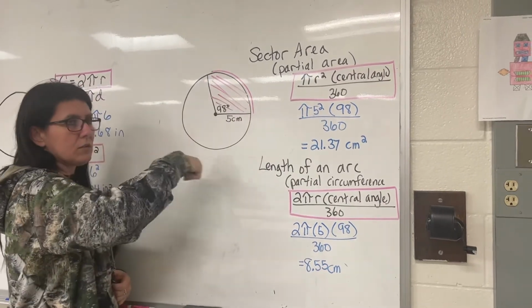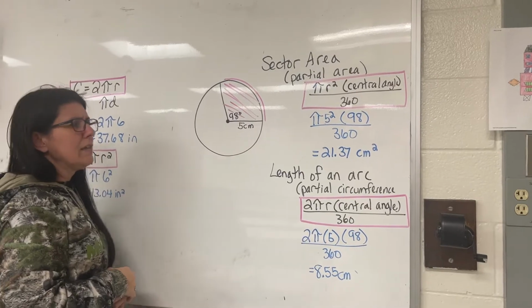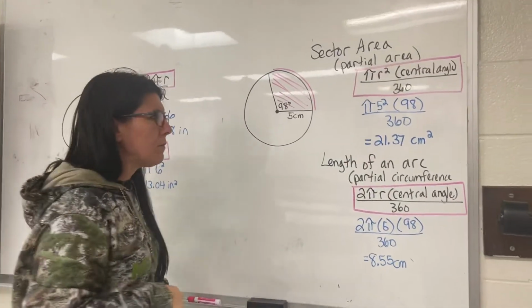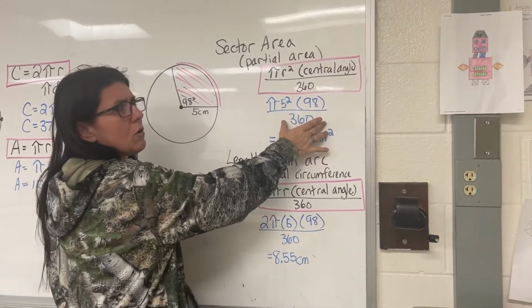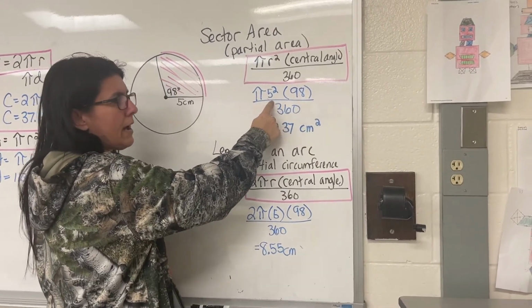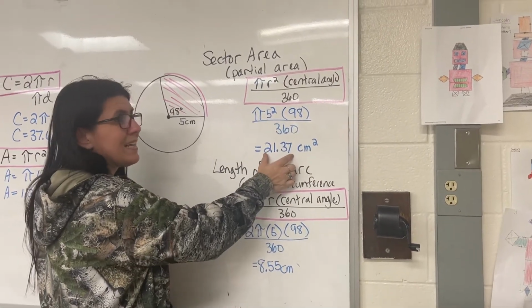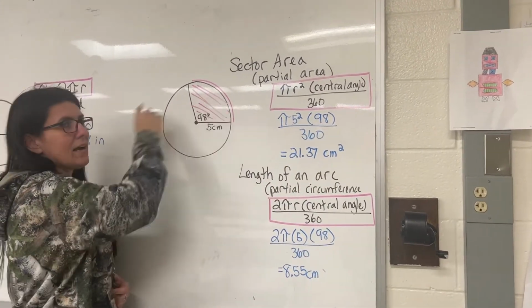So again, what I need to plug in is the radius, the central angle, and we know that the entire measurement all the way around the circle is 360 degrees. So when we plug this into our calculator, 3.14 times 25 times 98 divided by 360, I got this as the area inside that sector.